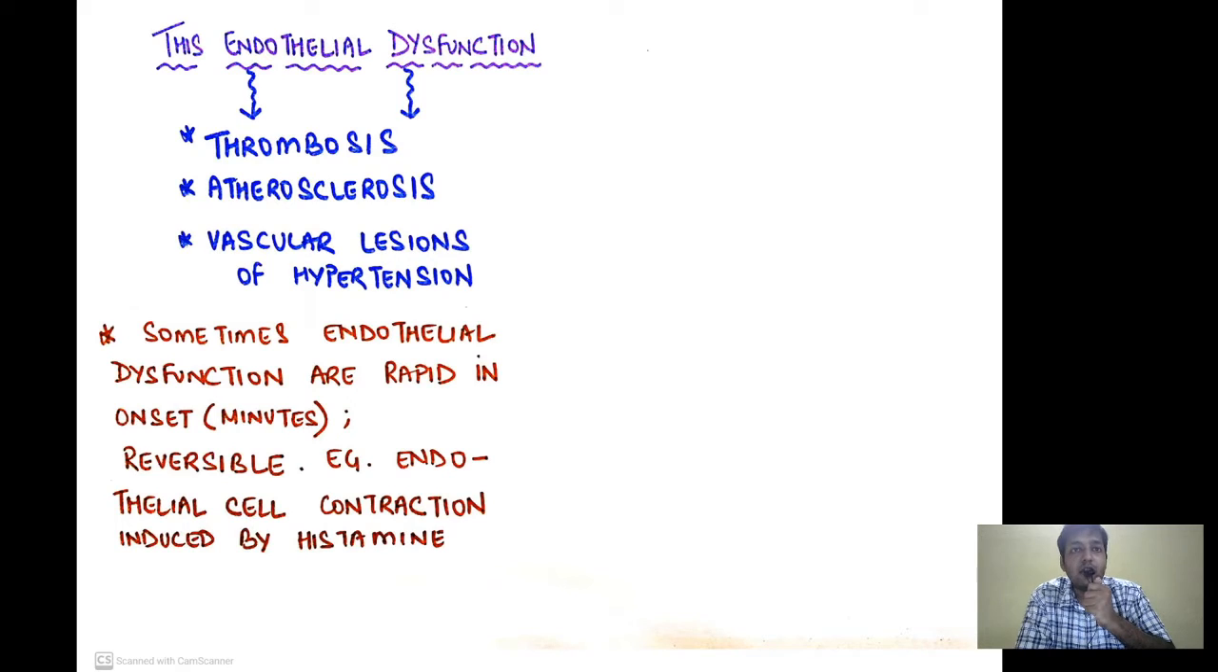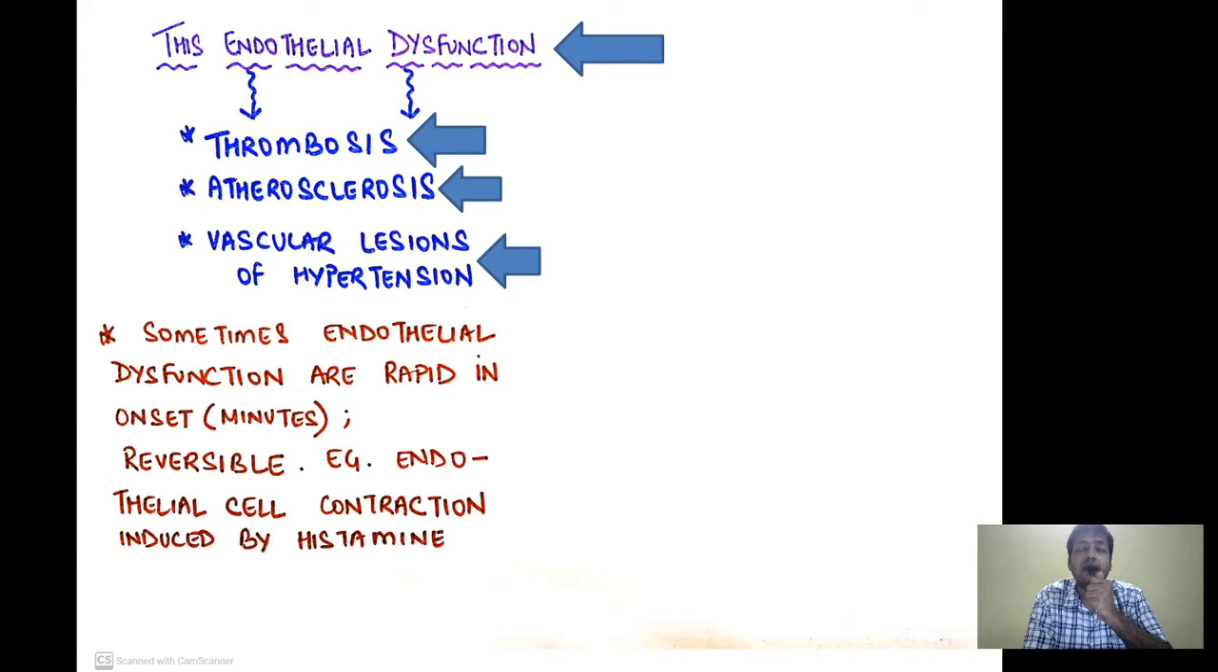Whenever there is endothelial dysfunction or injury or activation, it predisposes the vessel to thrombosis, atherosclerosis, and can lead to the vascular lesions of hypertension, namely, as you can remember, hyaline arteriosclerosis and hyperplastic vascular lesions of hypertension. So these are a few important changes that can take place with endothelial dysfunction. Now, remember, endothelial dysfunction can sometimes be reversible. Sometimes it is rapid in onset, within minutes, and reversible. For example, endothelial cell contraction induced by histamine, which increases the vascular permeability, as you will recall.